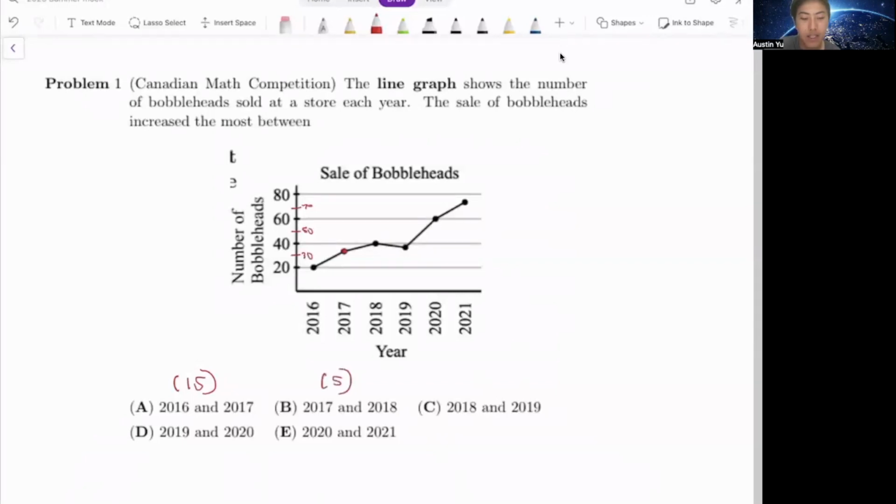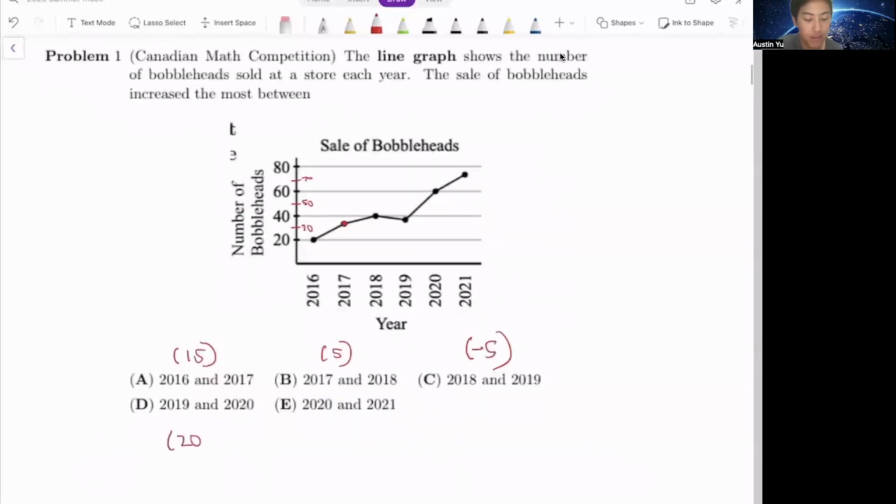And then from 2018 to 2019, we see here that it actually decreased, around 5 again. So -5. And then from 2019 to 2020, obviously that is the largest jump, from 40 to 60. So that is 20. And then from 2020 to 2021, again, we see a marginally smaller jump from 60 to around 75, so 15. Therefore, it's clear that D is our answer because the sales of bobbleheads increased the most.